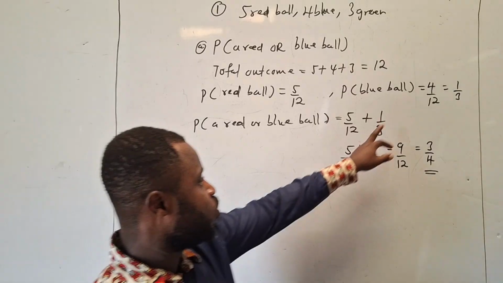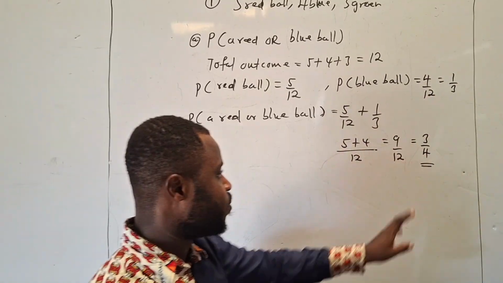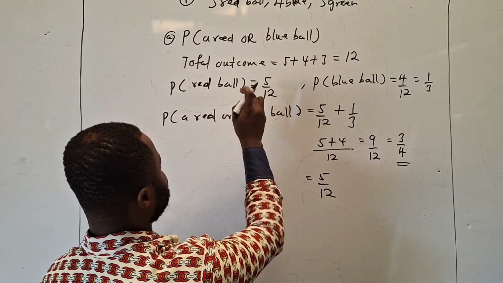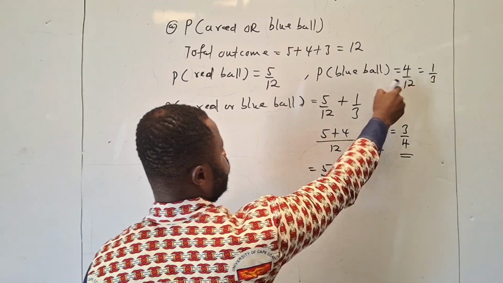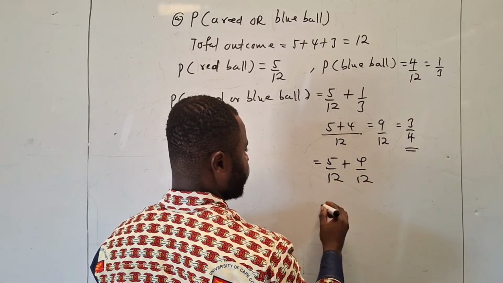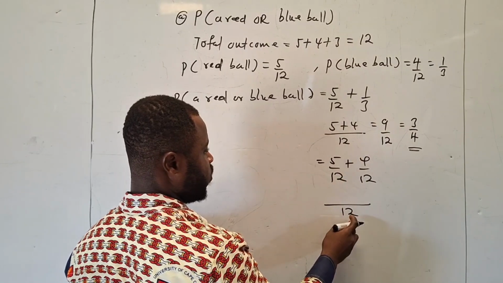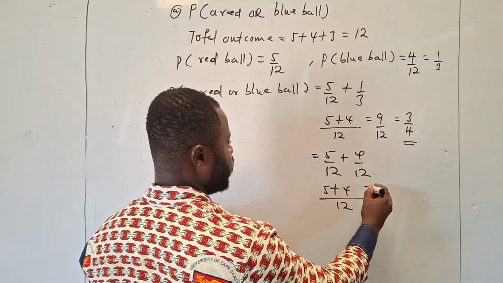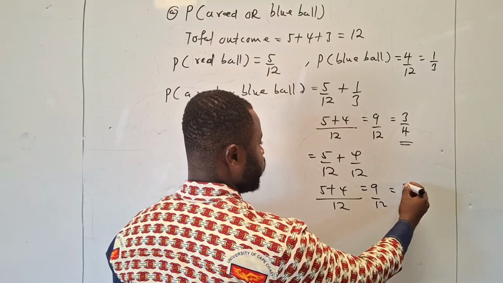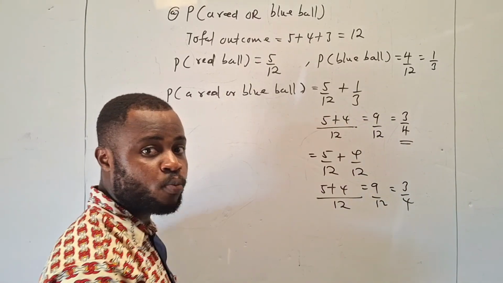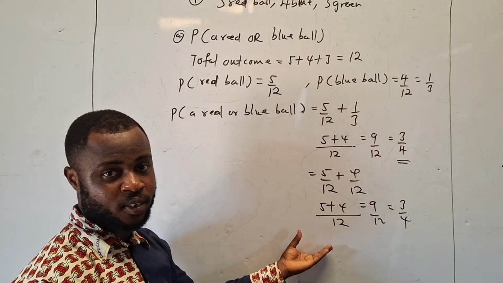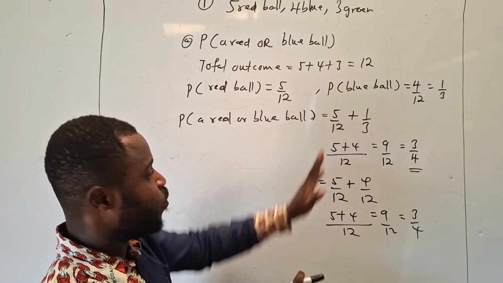The reason why I said when you use the 4 on 12, you get the same answer as when you have 5 on 12 as the probability of red ball, adding to the blue ball 4 on 12, the LCM will still give you 12. 12 divide 12, 1, here 5, 1, here 4. You still get 9 on 12, which will give you the 3 on 4. So don't be confused here. So this one I simplified it, so you get the same answer. So we use the or and we have added it.